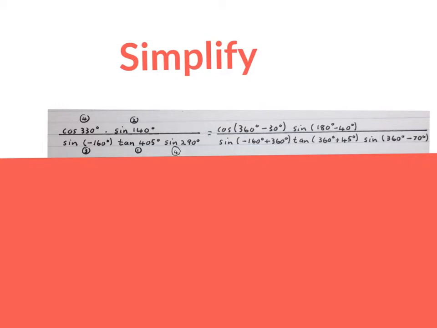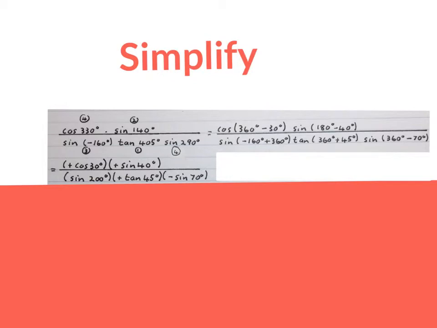We ask, how far is each one of these angles, the shortest way back to the x-axis? So cos 330 degrees will become plus cos 30 degrees. Sine 140 degrees will become plus sine 40 degrees. For sine minus 160 degrees, we decided to add 360 to it first and get it back to sine 200 degrees, which is a positive angle. We will still make it acute just now. The tan 405 degrees will become plus tan 45 degrees. The sine 290 degrees will become minus sine 70 degrees.